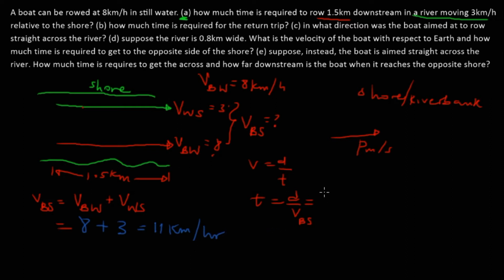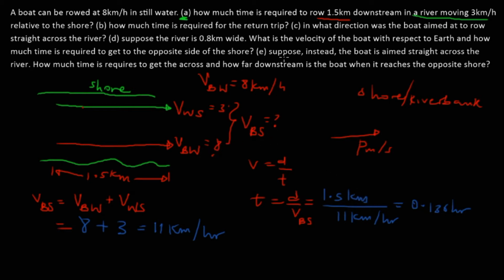So we can say the distance is 1.5 kilometer upon 11 kilometer per hour. If you do this correctly, you should have 0.136 hours. So you can convert it to seconds or minutes if you want to, but since we have been working with hours, I'm pleased to leave it that way.